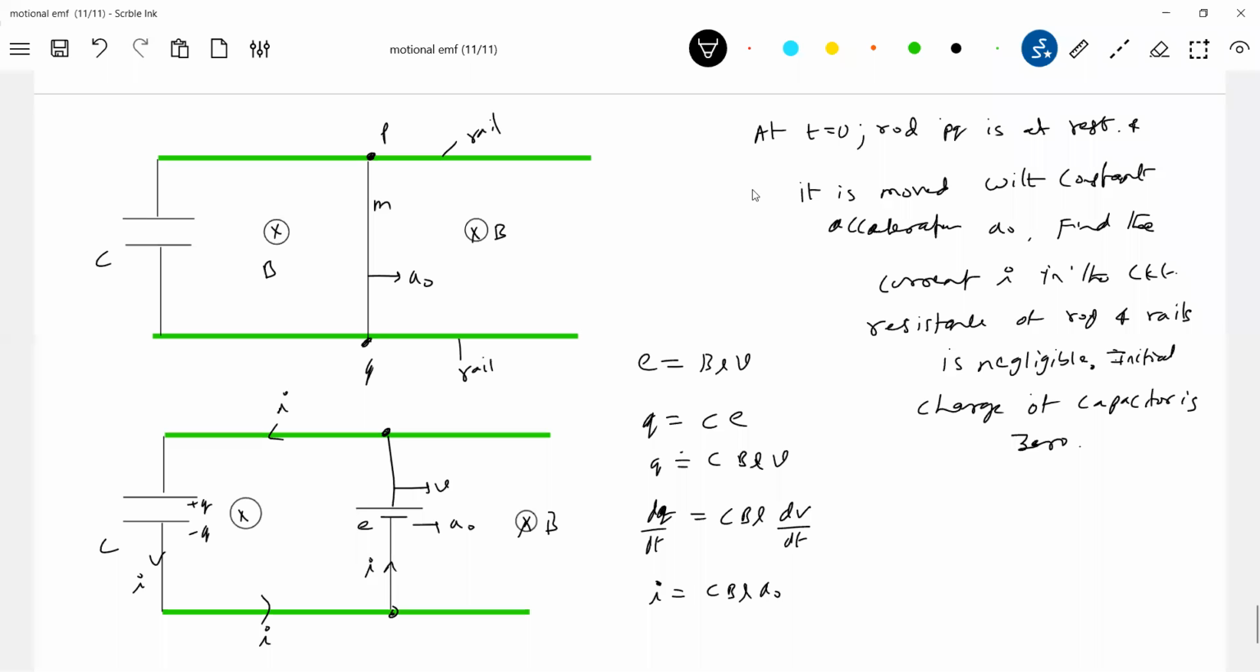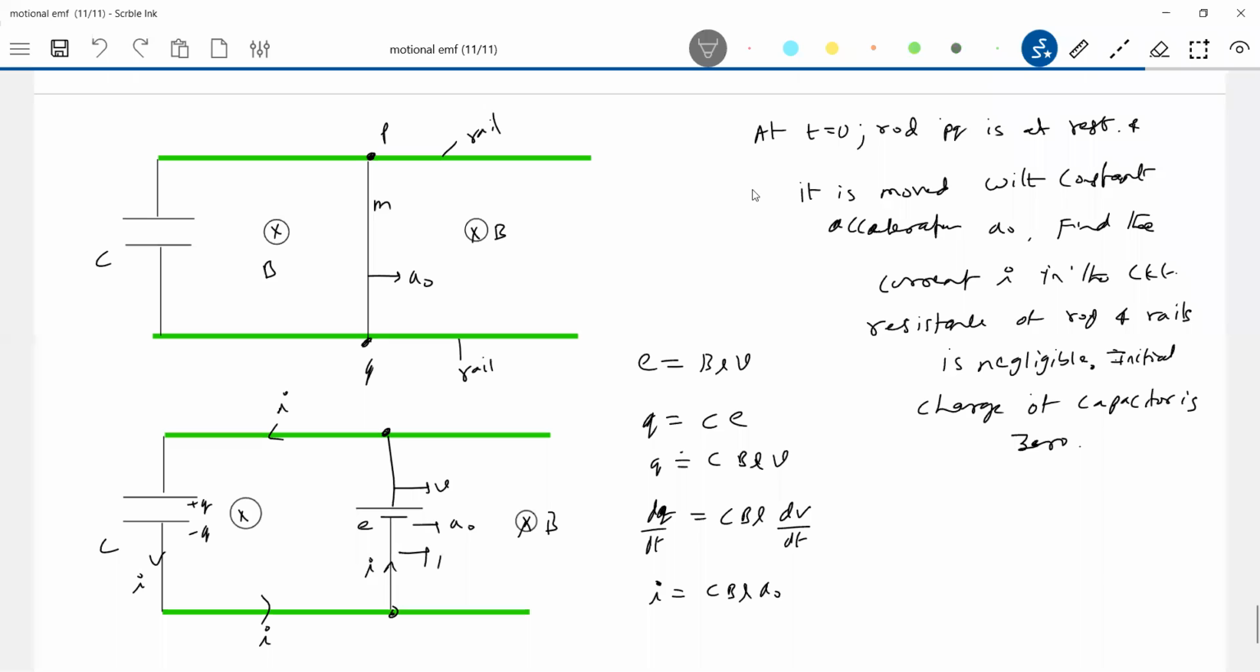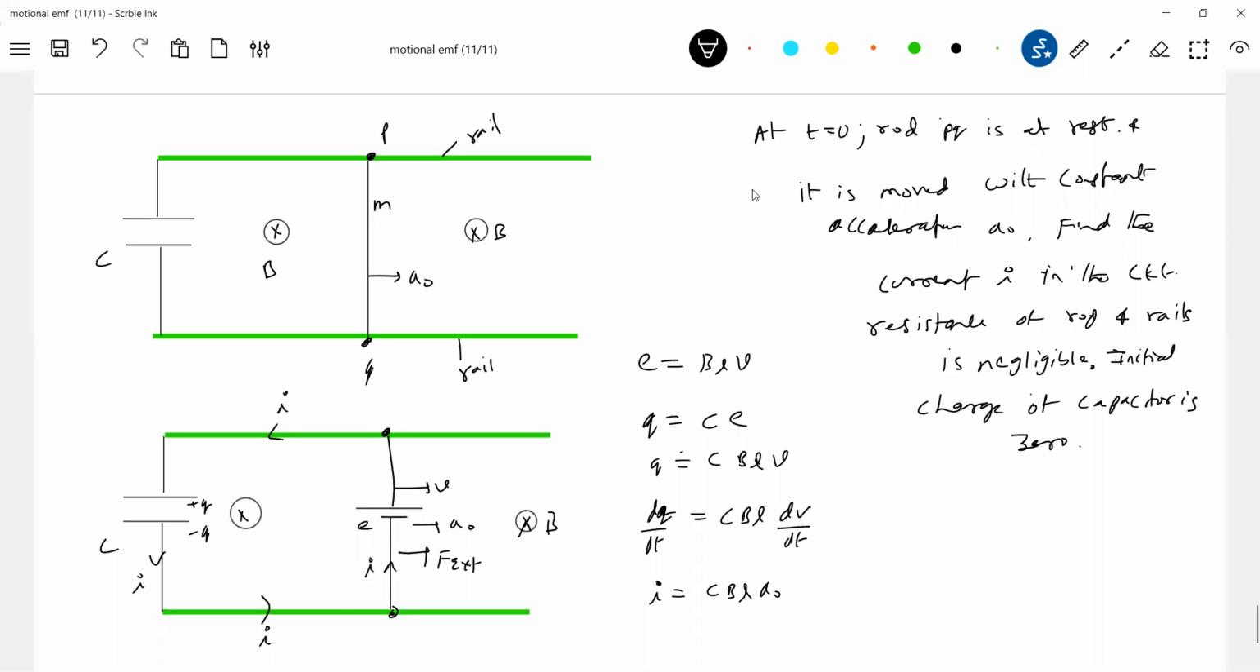Look at this, there's a current here, no? Find the current I in the circuit. This one is telling: should I apply any external force for this? Yes, I should apply, no? On its own, it cannot move. Then a BIL force will act here. Then what is the F external? F external minus BIL equal to MA naught. What is I? I will be CBL A naught.